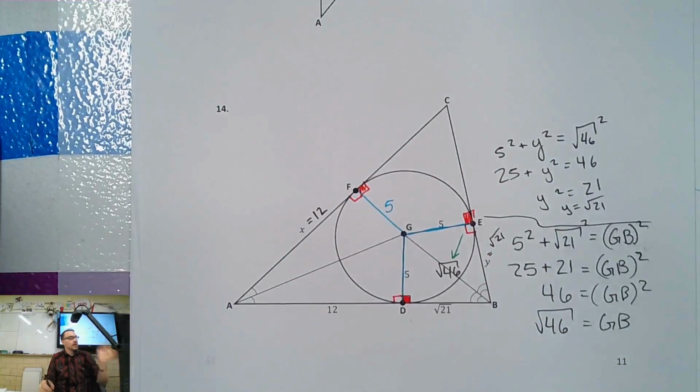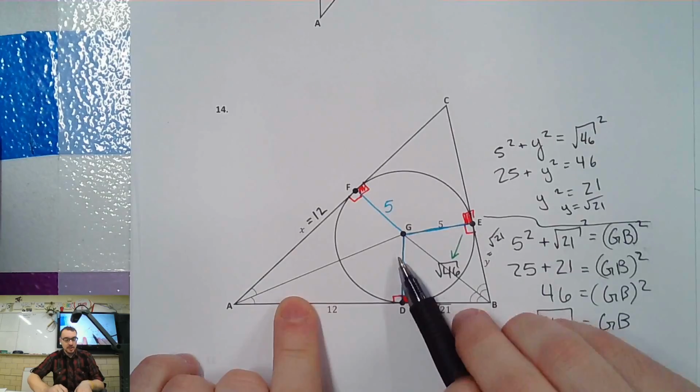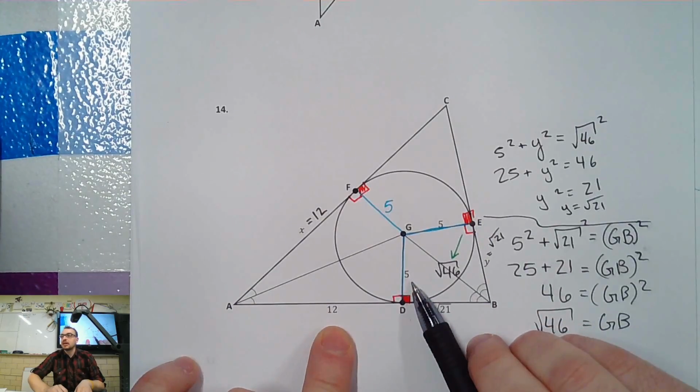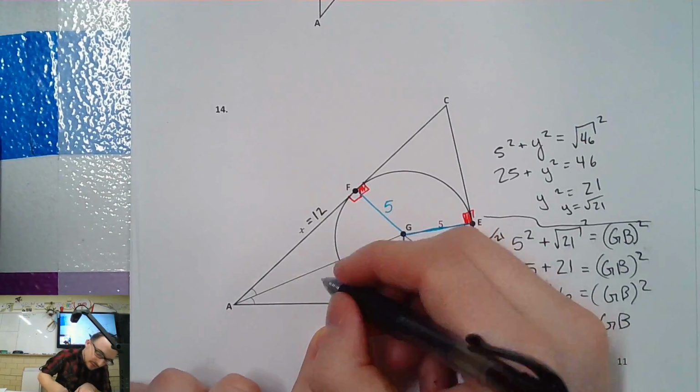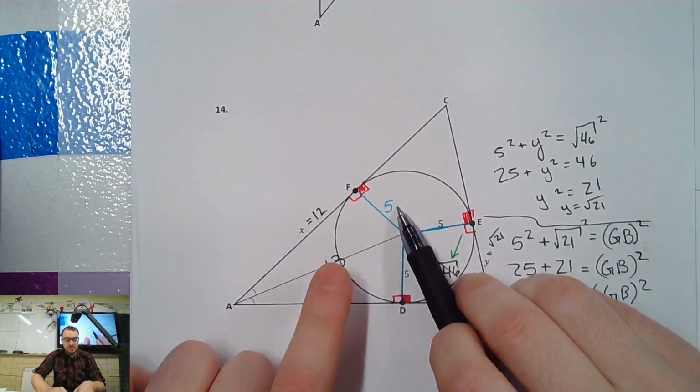If you didn't know that, you could do 5 squared plus 12 squared, because of the legs, and get the hypotenuse. 25 plus 144 is 169. What's the root of 169? 13. So if that's 5, 12, and 13, and this is 5 and 13, that has to be a 12.